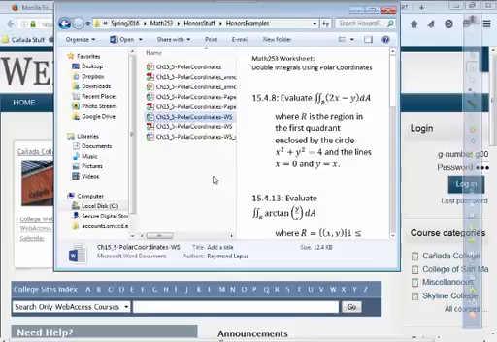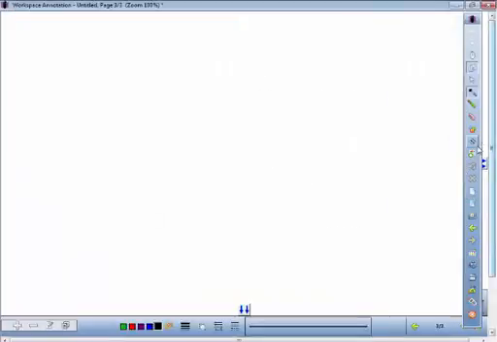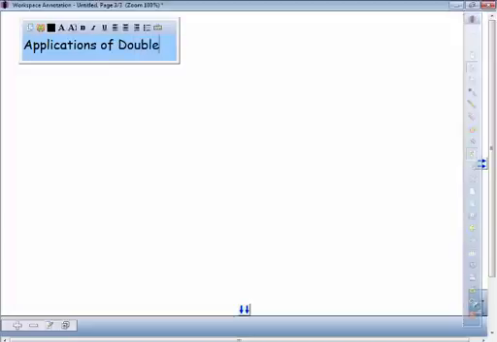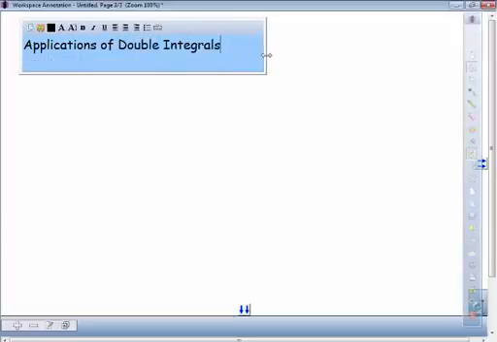All right, we are going to talk about applications of double integrals. So basically the same sort of applications that we might have seen in single integrals, but we're going to focus more on mass and density, center of mass and stuff like that.